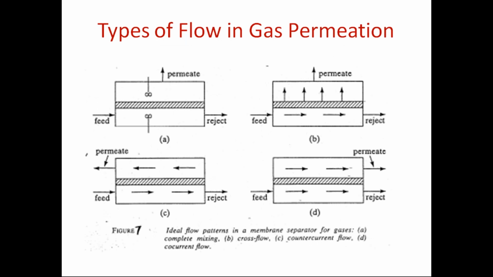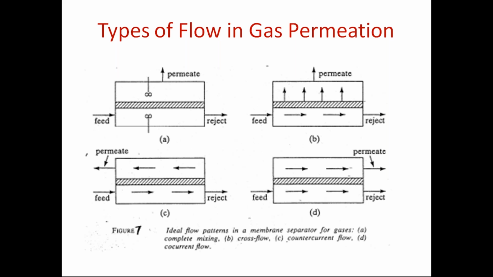However, in gas permeation, these are the four models which we discussed to some extent in the last class. The first model we take is the complete mixing model, and the second one is the cross flow model, where the flows are perpendicular to each other. The feed is moving in one direction, and the permeate is moving in the opposite, upward direction. So one is horizontal and the other is vertical.